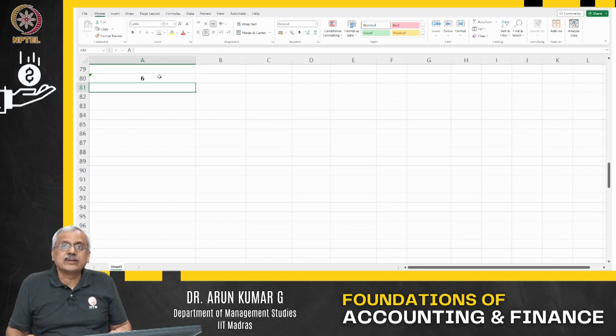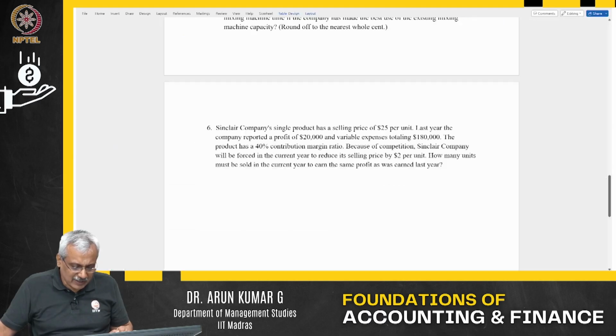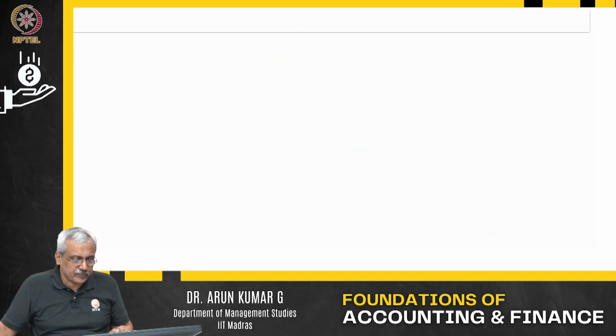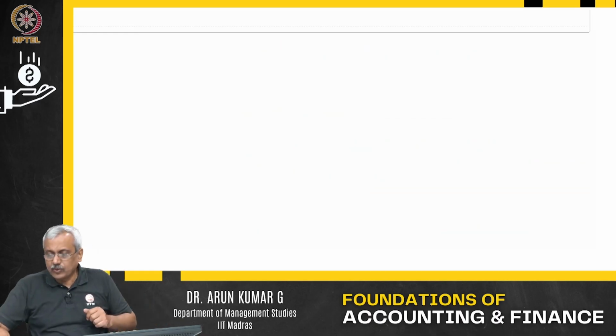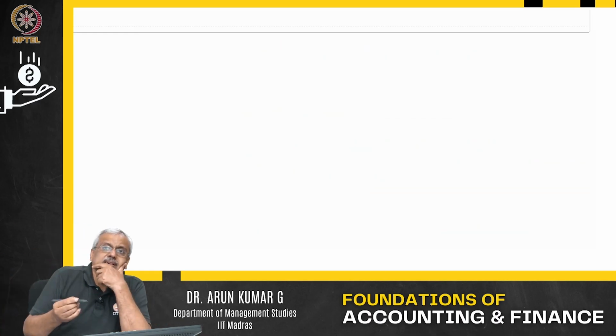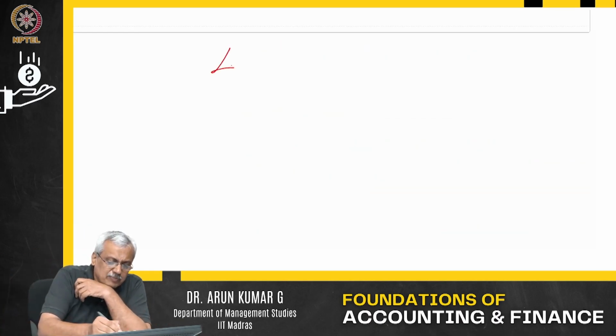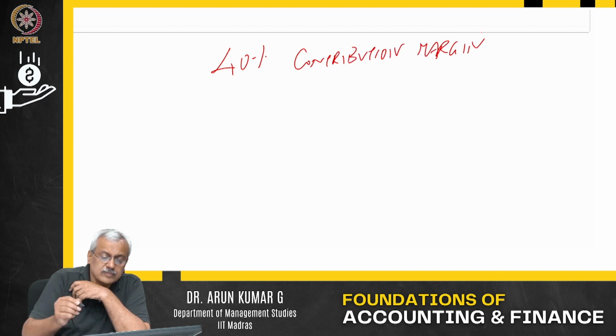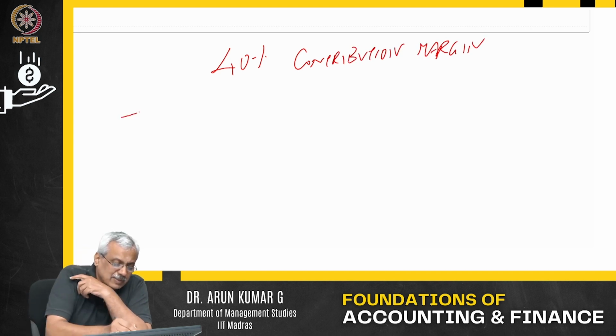Now, again decision making. First of all, we have to understand something in this particular case. What did he say? He talked about the contribution margin. What did he say? 40% is the contribution margin. What does it mean?